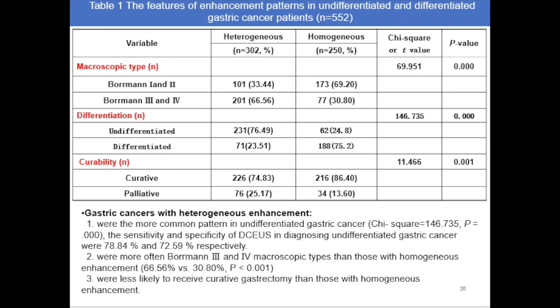And also, gastric cancers with a heterogeneous enhancement were more often Bowman type 3 and type 4 than those with a homogeneous enhancement, and were less likely to receive curative gastrectomy than those with a homogeneous enhancement.